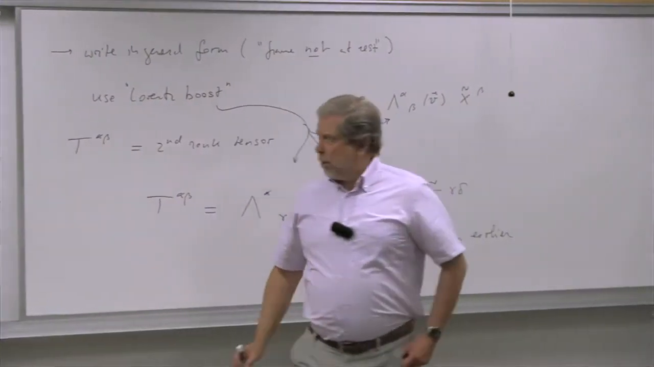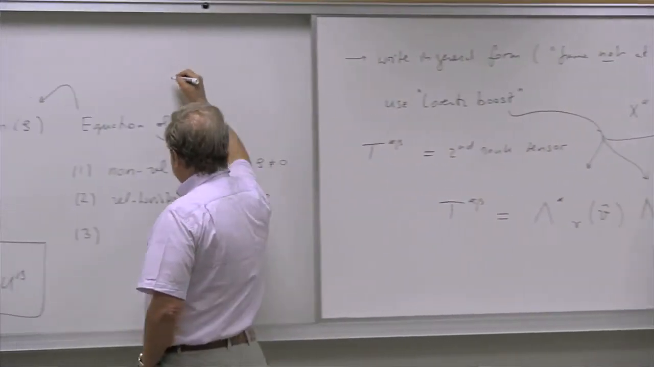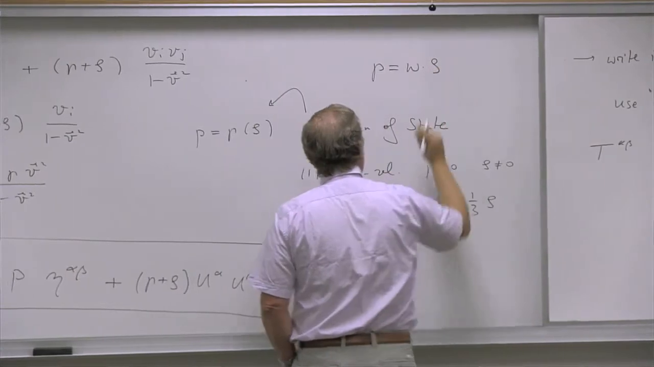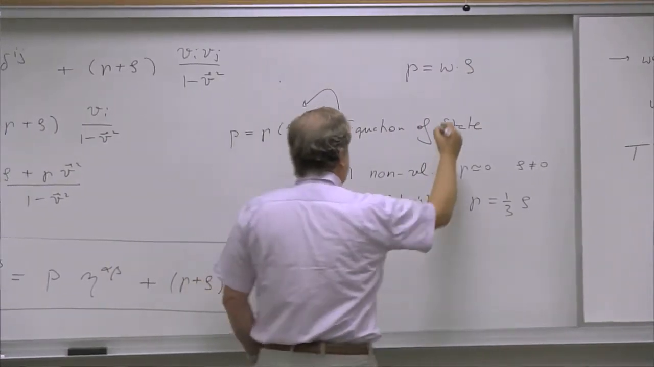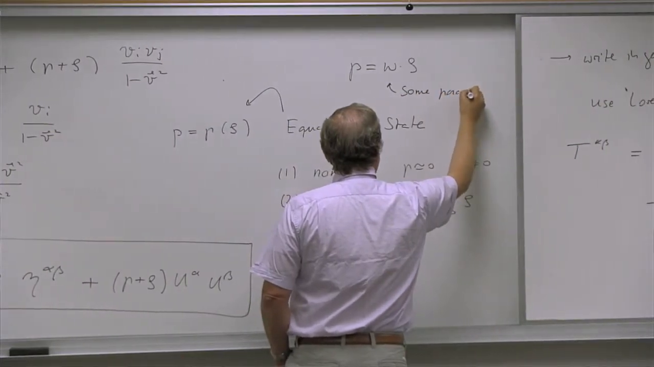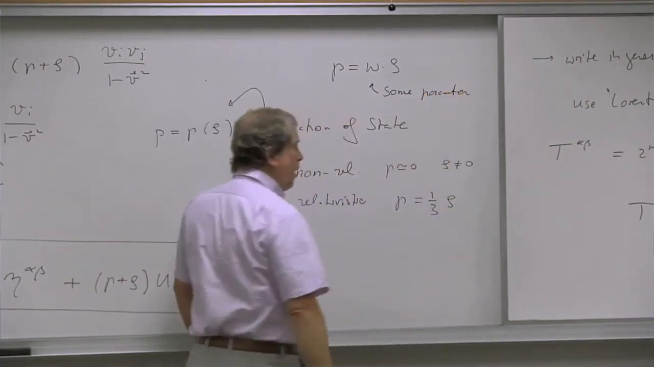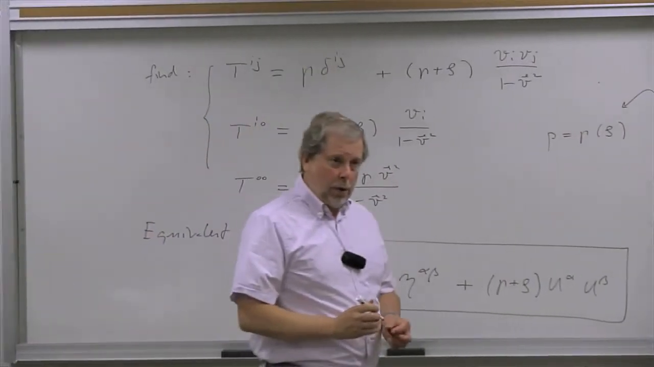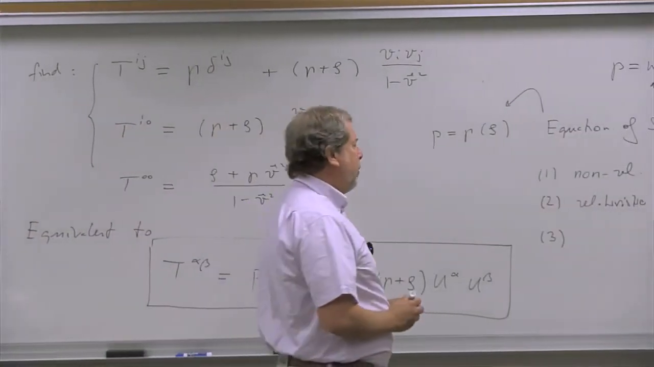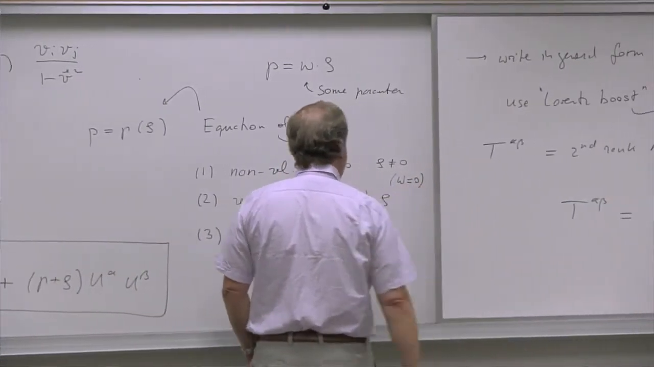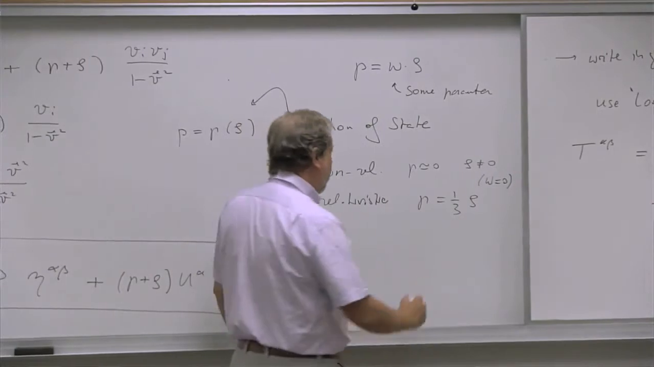And it turns out that you can see already that these two cases can be grouped together into P is W times rho, where W is some parameter. So already the two cases we discussed are W equals 0, which is the non-relativistic case, and W equal 1/3.